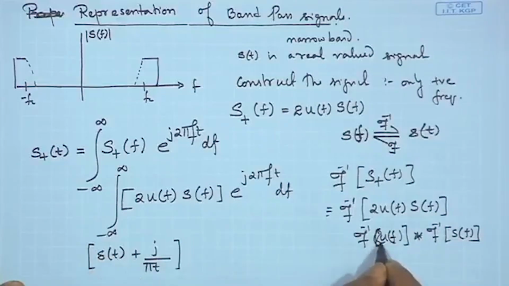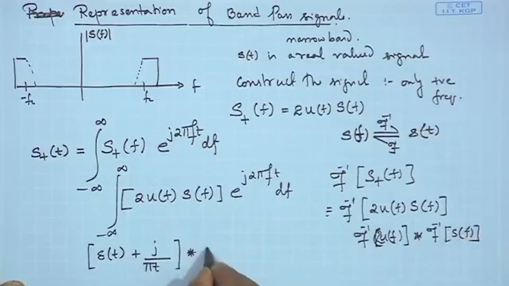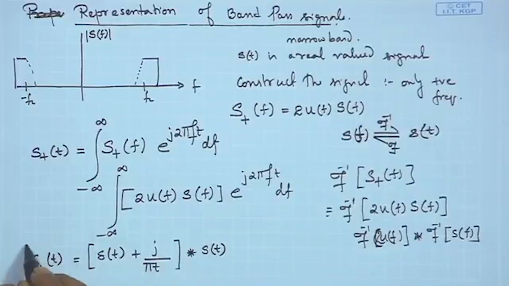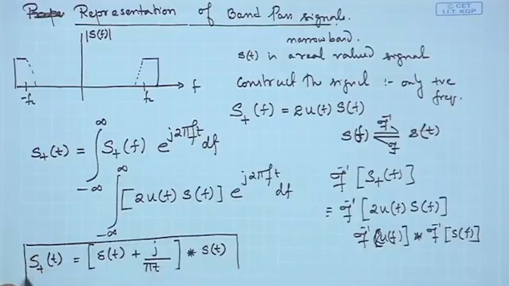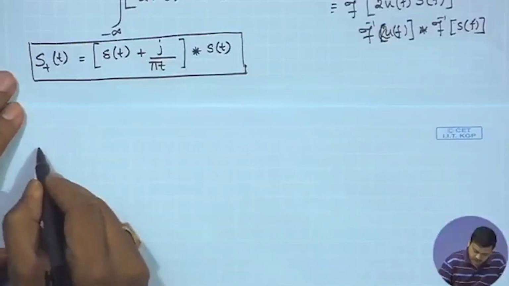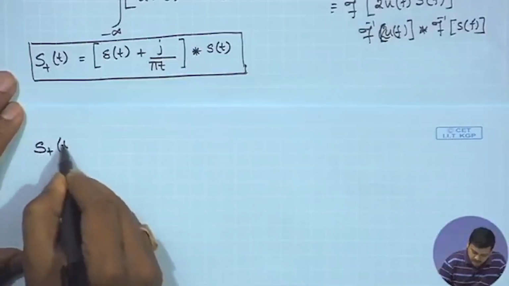So, we had a 2 and there also we had a 2, because 2 u of f is equal to 1 plus sine of f, convolved with the inverse Fourier of S of f, which is S of t. So, we could write S plus of t by this relationship. Moving forward, if we see what delta convolved with this function is, it is basically the same.